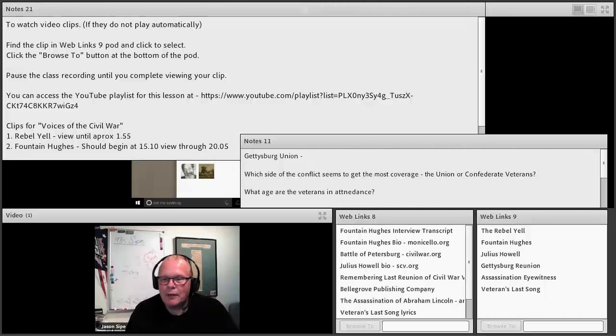Okay, there you have it, the Gettysburg Reunion from 1938. Many of those guys were in their 90s, some a little bit younger. My goodness. And which side of the conflict seems to get the most coverage? I think it's pretty apparent the Confederates hold the fascination of the media at this time.